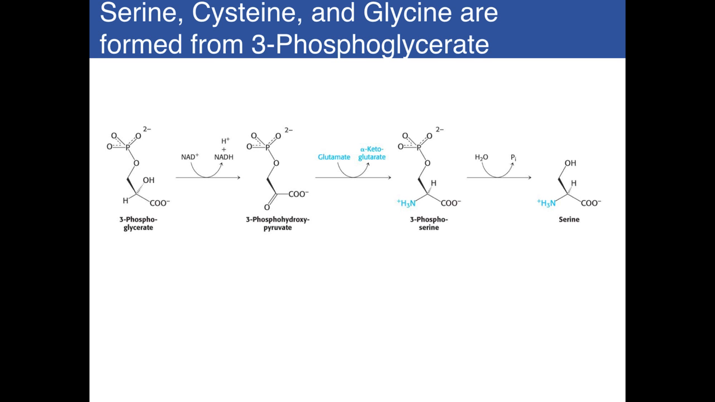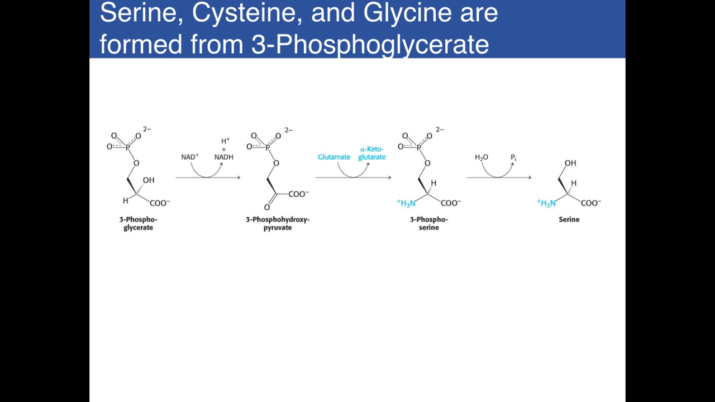Okay, next amino acid. Serine. So 3-phosphoglycerate, that's a glycolytic intermediate. It's a precursor for serine. So we take 3-phosphoglycerate. Is this oxidized or reduced? Is it gaining electrons or losing electrons? Gaining, so that's reduction, right? So we're reducing NAD plus to NADH.